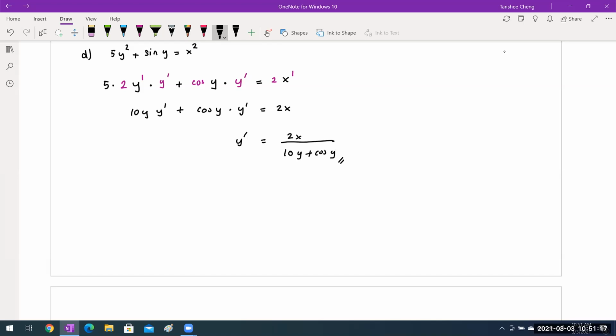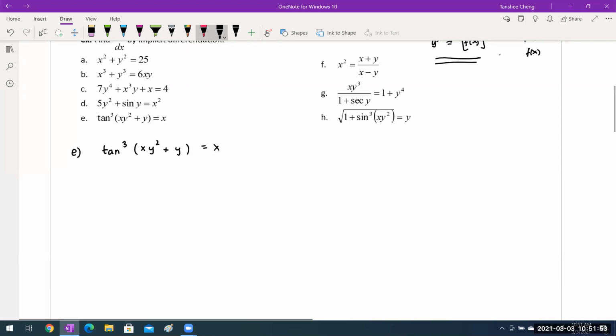Let's take a look at example E. For example E, before we take the derivative by implicit differentiation, the left-hand side is very complicated. The first thing I need to see is that the outermost function is the third power, and then the tangent function. And then finally, it becomes xy squared plus y, two terms. And in those two terms, I need to use the chain rule, right? y squared as a function. So it's very complicated. You need to carefully use the chain rule here, and write it down step by step.